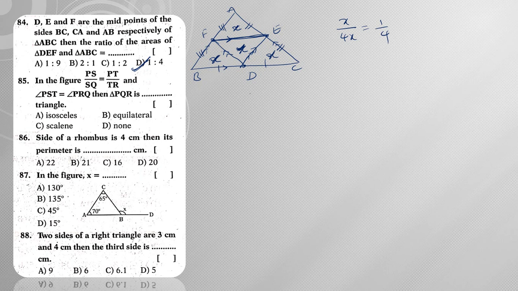Next, in the figure, PS by SQ. So let me take the triangle PQR. PS by SQ is equal to PT by TR. So in triangle PQR, PS by SQ is equal to PT by TR. By converse of the basic proportionality theorem, we can say that these two sides are parallel. Next, what he has given: angle PST is equal to angle PRQ.